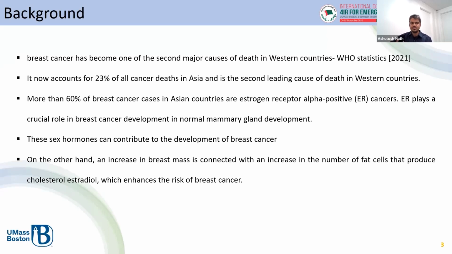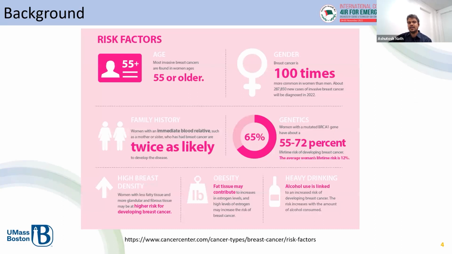So ERs play a crucial role in breast cancer development, and in normal mammary gland development. Sex hormones can also contribute to breast cancer. The breast also contains a high number of fat cells, cholesterol, etc. Women aged 55 or older are most affected by breast cancer, and it is much more common in women than in men.